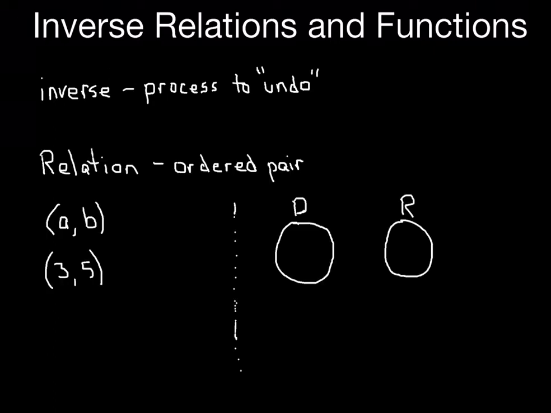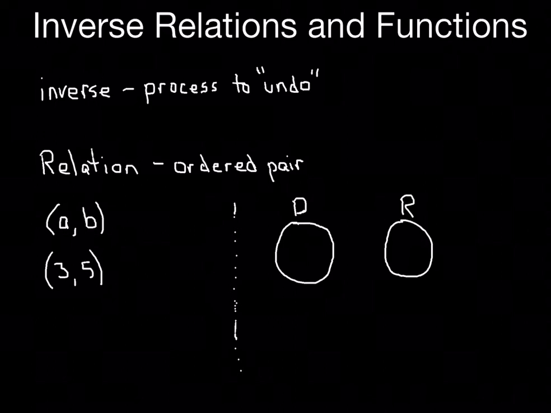Now, when we think of inverse relations, think of a relation as an ordered pair. For example, (a, b) or (3, 5), like a domain and range, an X and a Y. So over here you've got domain. Your domains are a and let's say 3, and then your ranges would be b and 5. And so a is matched with b, and 3 is matched with 5. Right? It's an ordered pair.